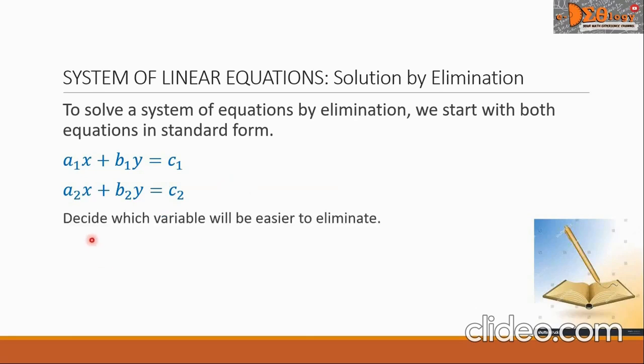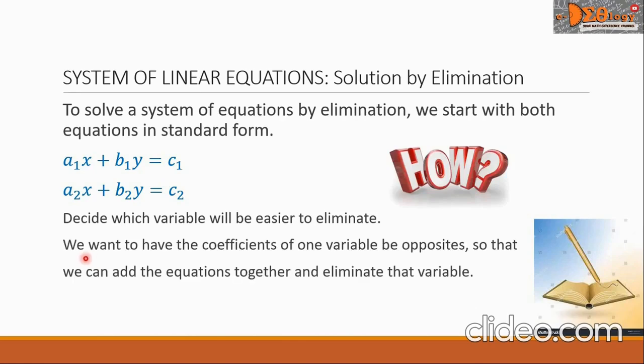Now, we will decide which variable will be easier to eliminate. Once we choose the variable to be eliminated, this is what we're going to do. We want to have the coefficients of one variable, the variable that we chose to eliminate, to be opposites, so that we can add the equations together and eliminate that variable. This process is what we call elimination by addition.